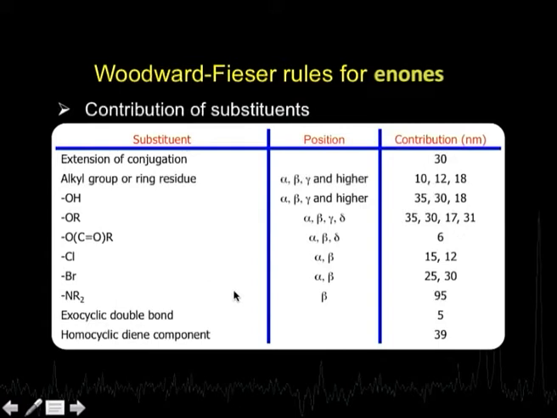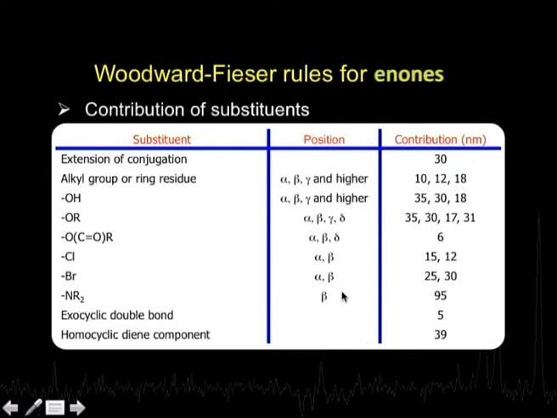And two more things you have to take note of. We had the similar thing in case of dienes also. That is, our exocyclic double bond gives a contribution of 5 units, but this is very significant here. If we have a chromophore in such a way that there is a homocyclic diene component which is in conjugation with the basic chromophore, that is enone, then there is a plus 39 nanometer contribution, which is very, very significant. We'll take some examples of this as well.